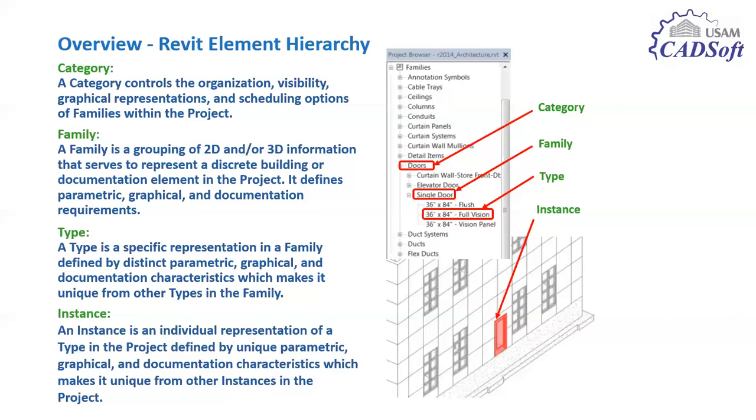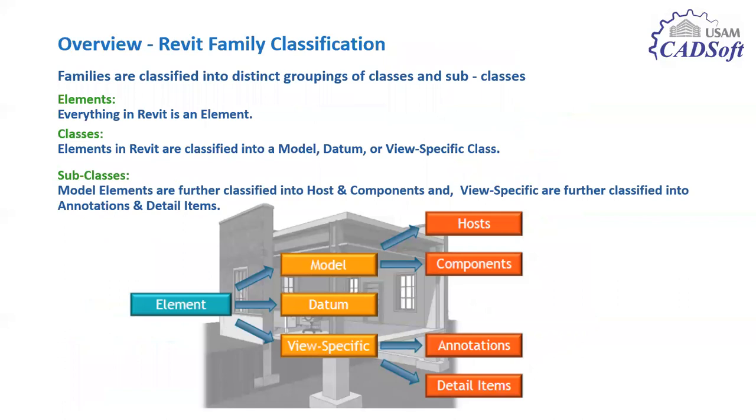Okay, so now let's move on. Basically, in families, as I told you, it is classified into distinct groupings. We call them classes and subclasses. So here in Revit, you have elements, classes, and subclasses. I'll tell you what elements are. When I say elements in Revit, everything is an element. So we call it a door element, or a window element, or a wall element, a level head element. Everything is an element basically here.